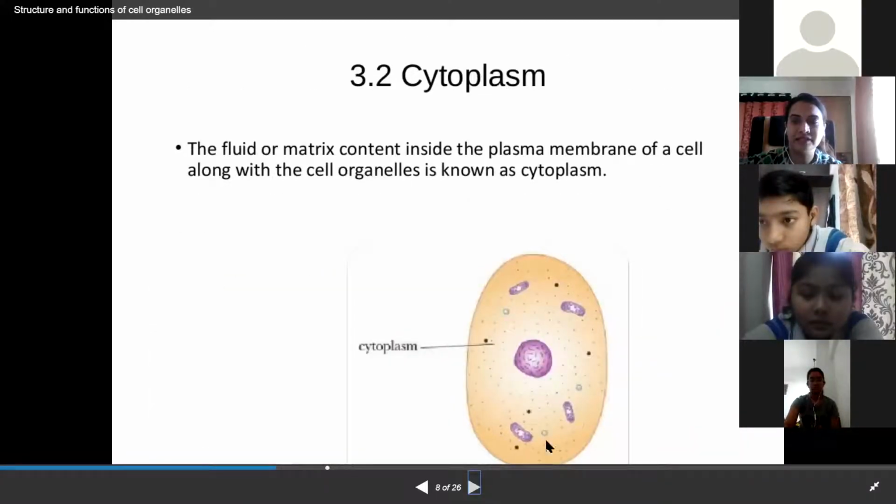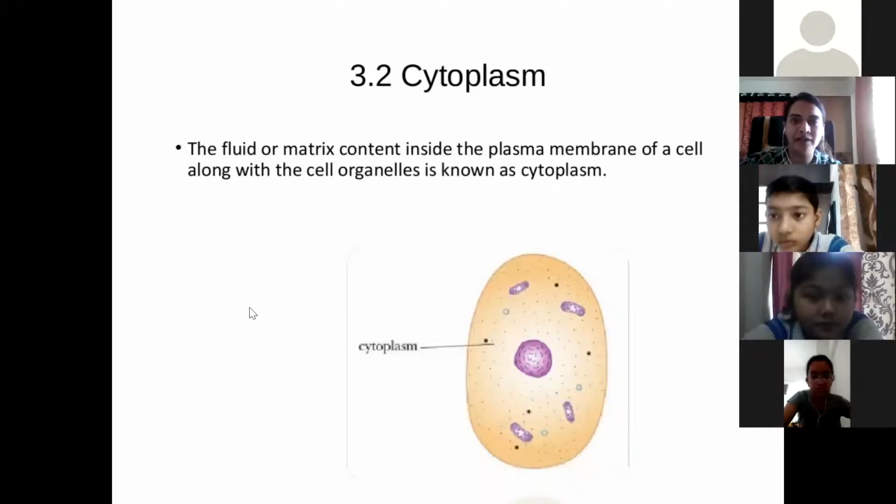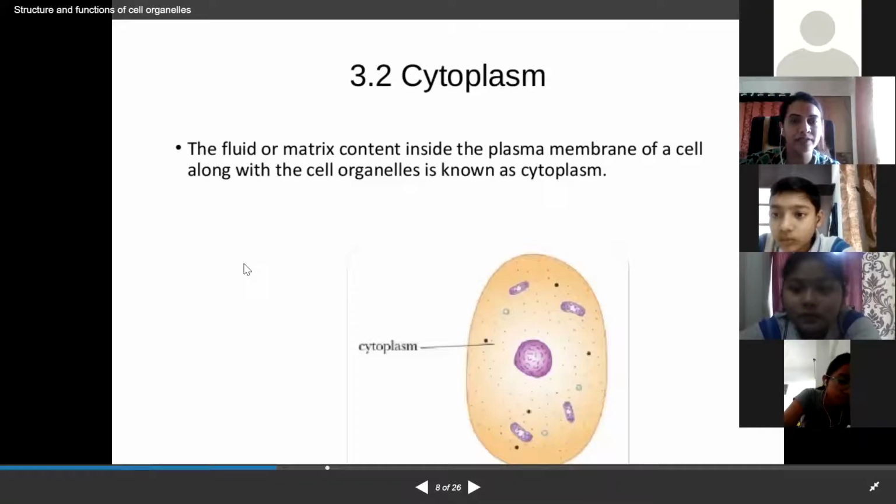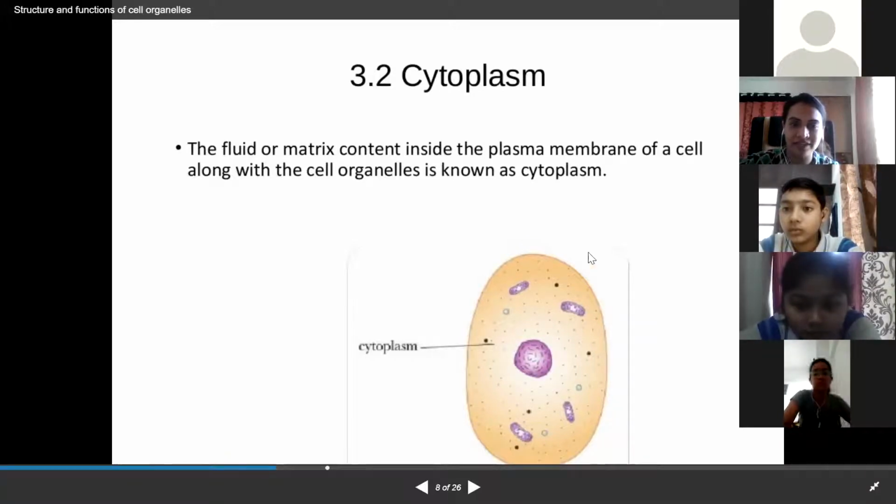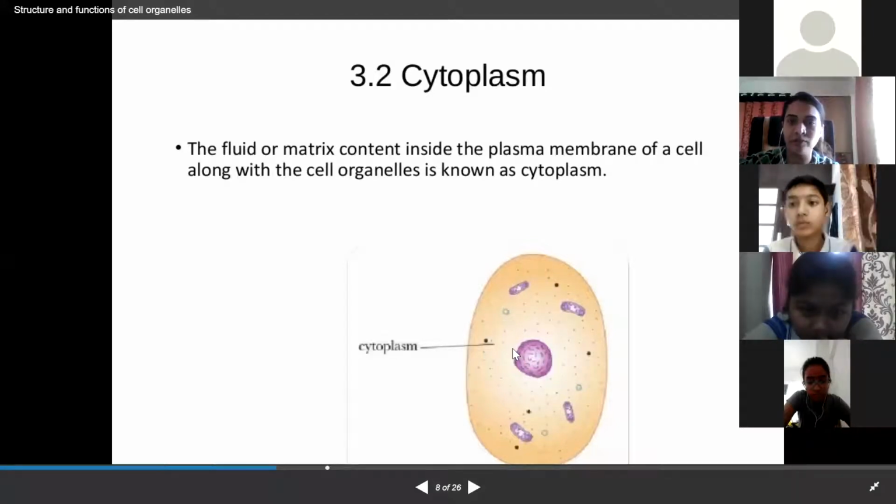Then let's see the cytoplasm. The cytoplasm is the fluid or matrix content inside the plasma membrane of a cell along with the cell organelles. Okay, so this is the cytoplasm. Now the nucleus has the nucleoplasm, just like the cytoplasm is the fluid within the boundaries of the cell membrane. Similarly, within the boundaries of the nuclear membrane, you have the nucleoplasm.